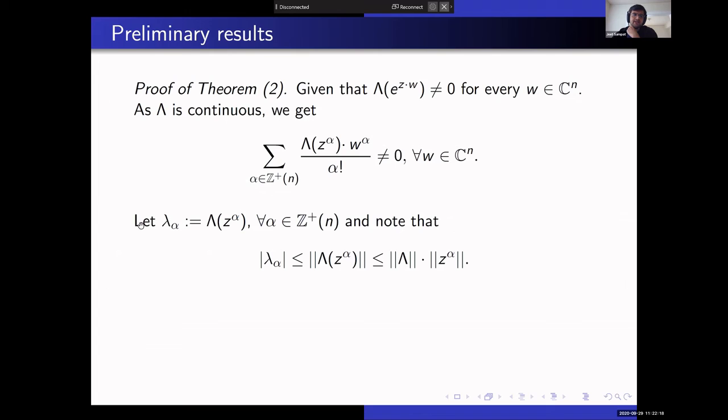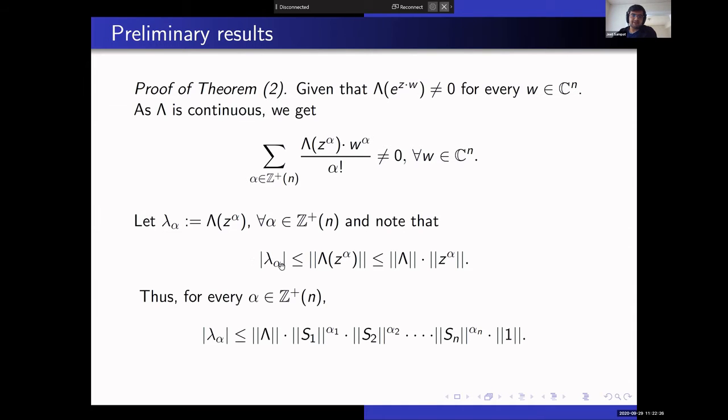Now I'll take lambda sub alpha to be the image of z to the alpha under lambda, and note that the absolute value of lambda alpha can be controlled with this expression. So the absolute value of lambda alpha is less than or equal to the norm of lambda times the norm of z to the alpha. And the norm of z to the alpha can be controlled by this, because you can apply the shift operators repeatedly to obtain z alpha, and I take the norm each time.